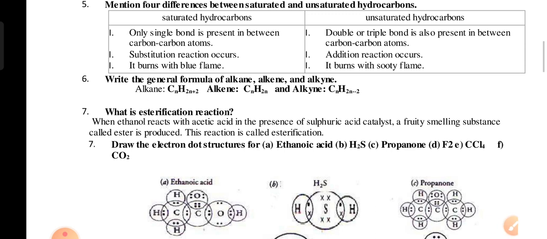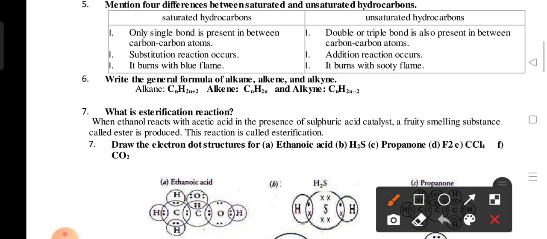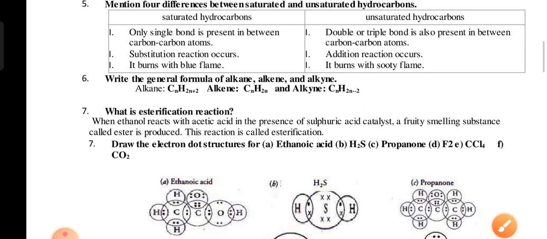Write the general formula of alkane, alkene, and alkyne. Alkane CnH2n+2, alkene CnH2n, alkyne CnH2n-2. If you want to remember: alkanes double plus 2, alkenes exactly double, alkynes double minus 2. It's an easy way. Whenever we are writing the general formula in structural formula.